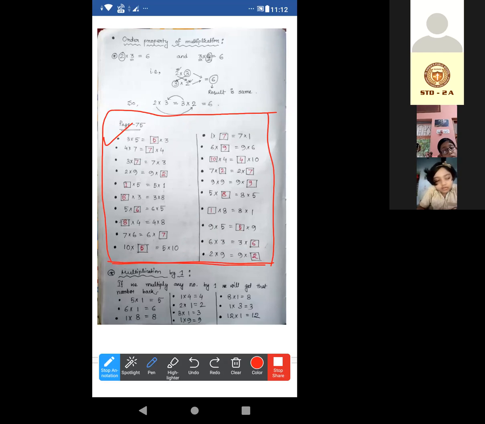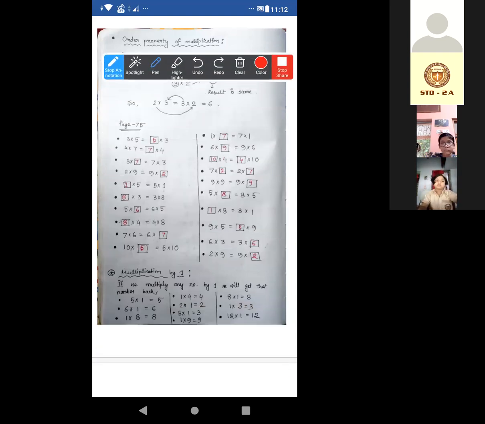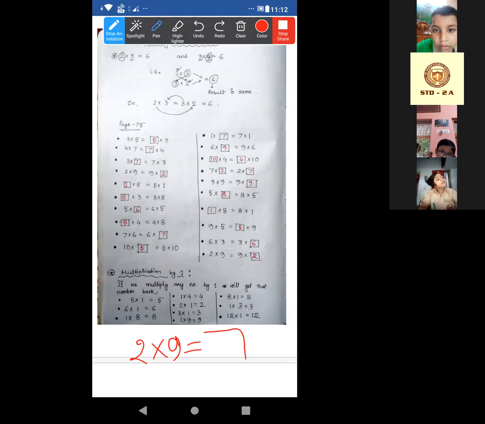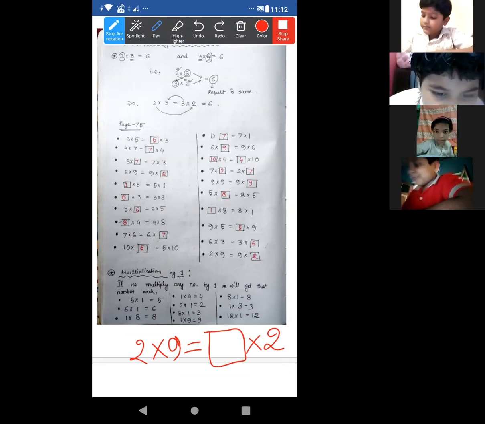Now, let me explain this page number 75. Suppose one question is given. Just look at this. 2 into 9 is equal to dash into 2. How to solve this? All of you look at this very carefully. How to solve this type of question?